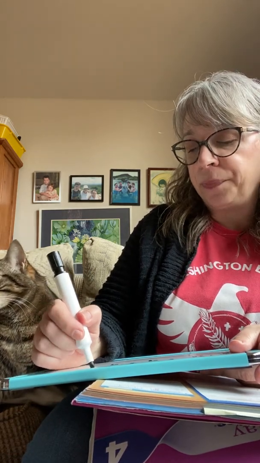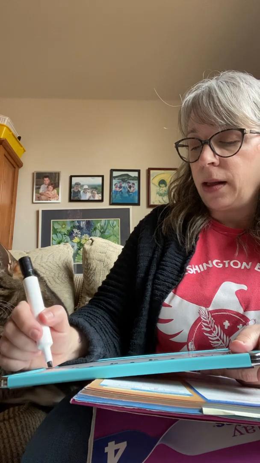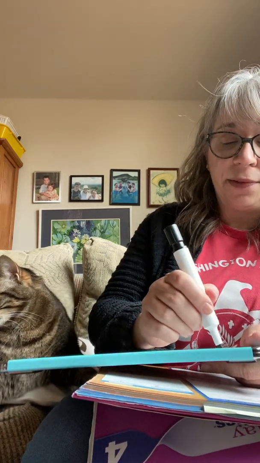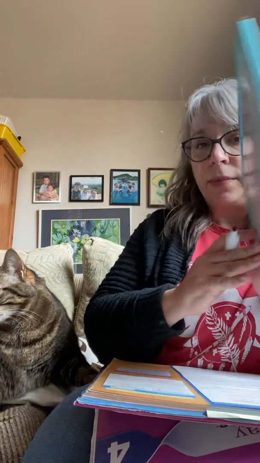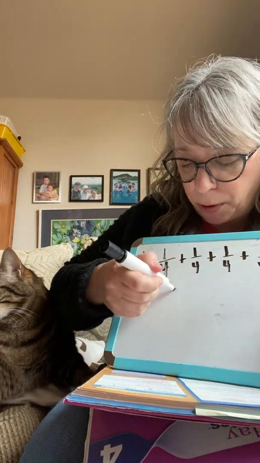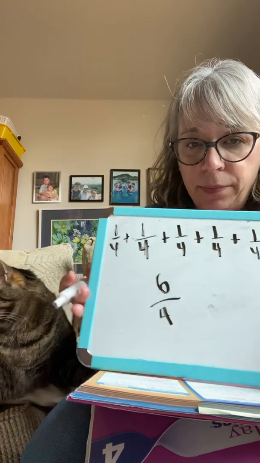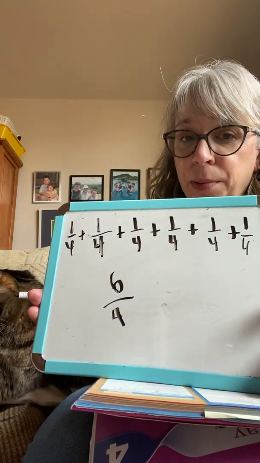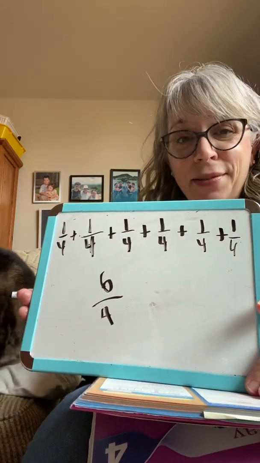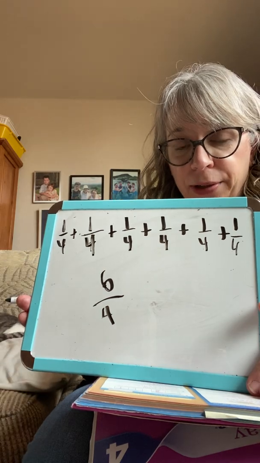And since our denominator is all the same, we don't have to worry about that. 1, 2, 3, 4, 5. So we have 6/4. Okay. Well, that's an improper fraction. So let's switch that to a proper fraction, right?